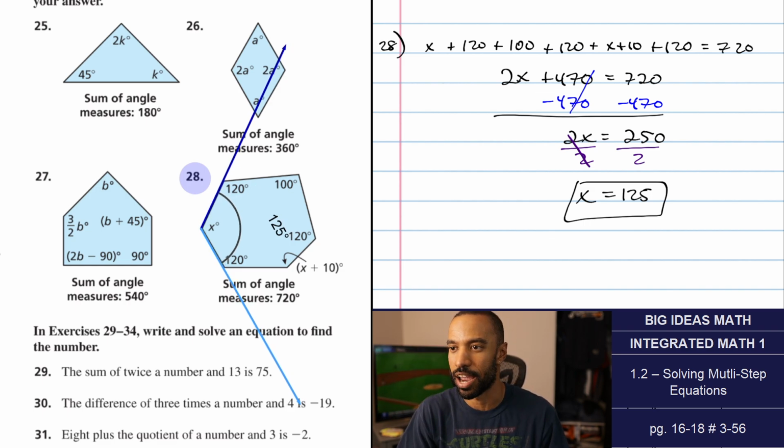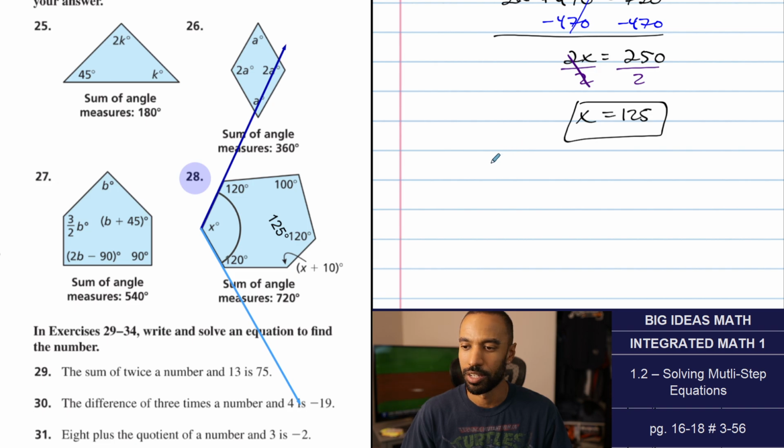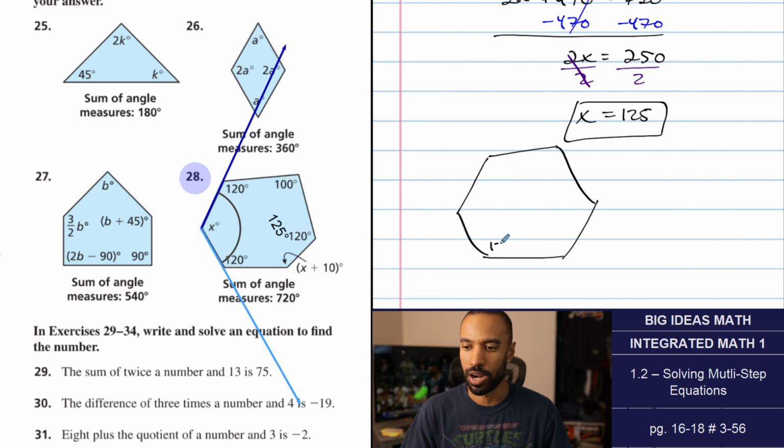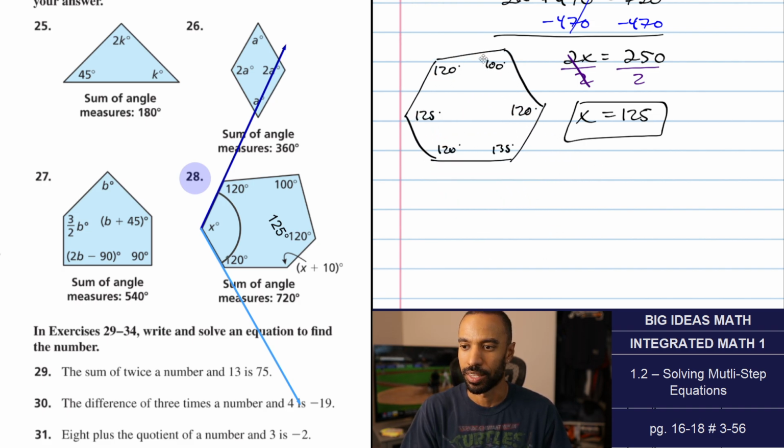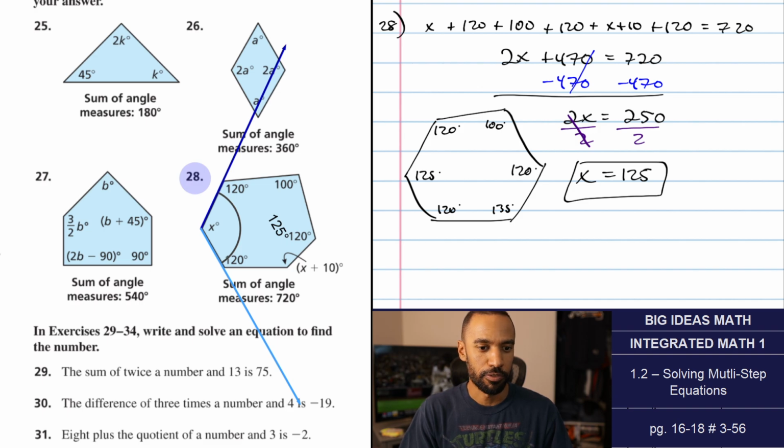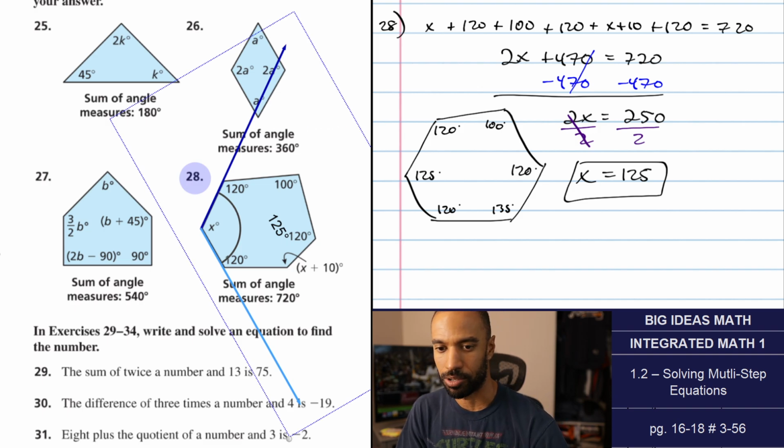So as far as the entirety of the hexagon, what do we got here? All right. We have the 120 degrees here. X was 125. So there's 120, 100, 120, and 125 plus 10 is 135. All right, there you go. Okay, let's move forward. Let's get rid of this angle.